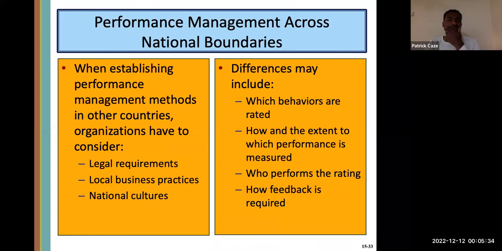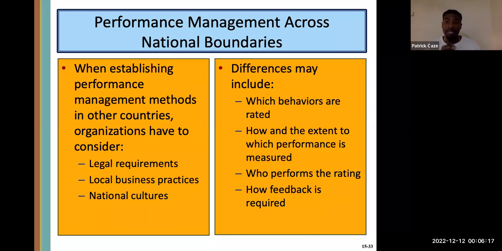All right. So performance management is different in some countries as compared to other countries. In establishing performance management methods in other countries, organizations have to consider legal requirements, local business practices, and national cultures. Differences may include which behaviors are rated, the extent to which performance is measured, who performs the rating, how feedback is required. And so you see the difference already where we have to come up with an evaluation that makes sense. But we probably need to have one for each different group of folks, maybe.